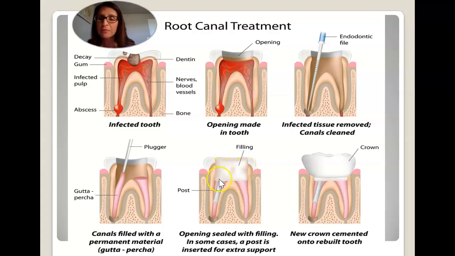So a post is going to be placed, a build-up done, the tooth is going to be prepped, and then the crown, which is going to be the last step, is going to be cemented onto the tooth to protect it and protect the patient's investment. So it's very important to know why we're doing what we're doing in each of these steps.